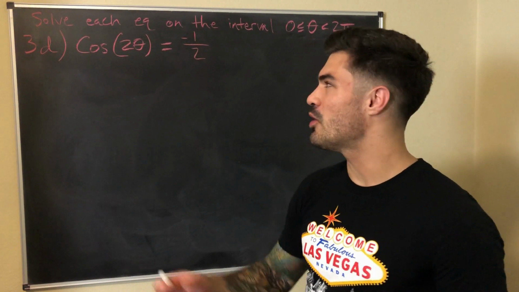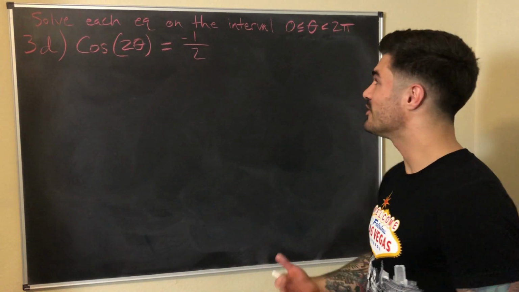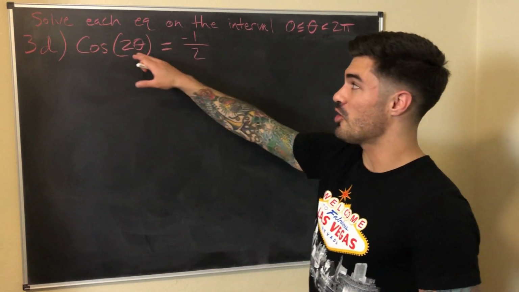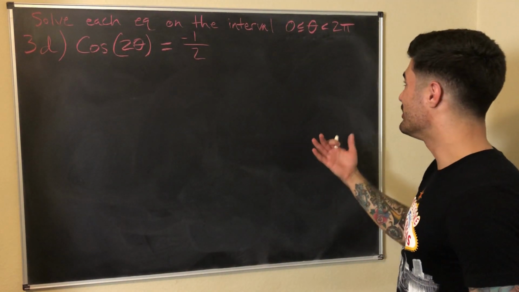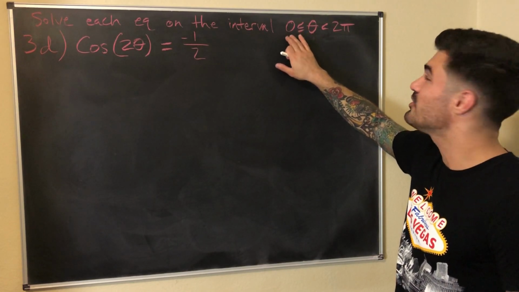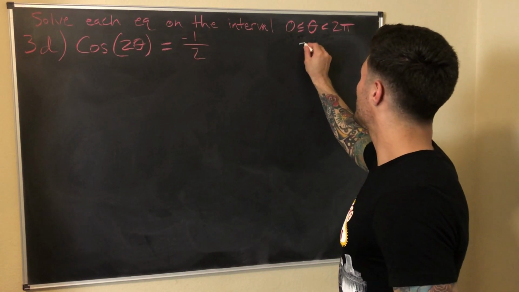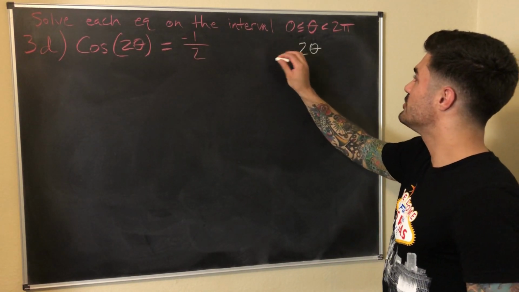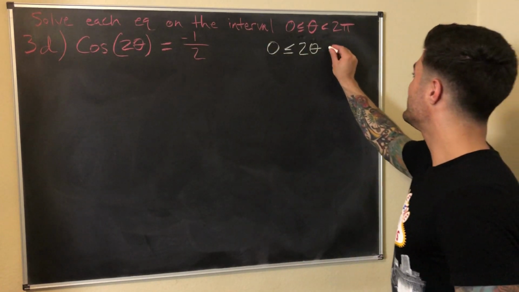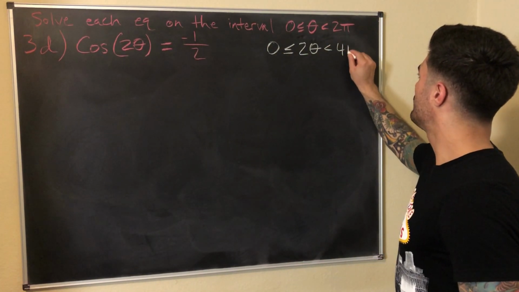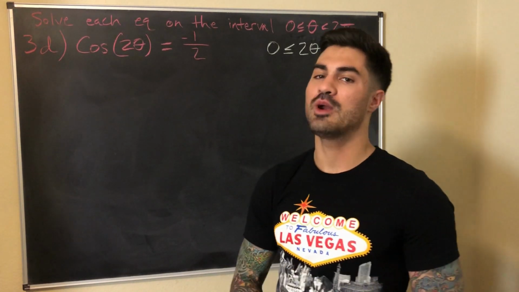So I already talked a little bit about what we can expect from this type of equation, but let's go ahead and solve it the same way we did the last one. First, we're going to look at this argument, 2 theta, and find the interval that 2 theta needs to be in. In other words, theta needs to be greater than or equal to 0 and less than 2 pi. So what does 2 theta need to be between? Well, we can find that by multiplying everything by 2. So 0 times 2 is still 0, and 2 pi times 2 is 4 pi. So again, instead of doing 1 revolution, we're doing 2 full revolutions.